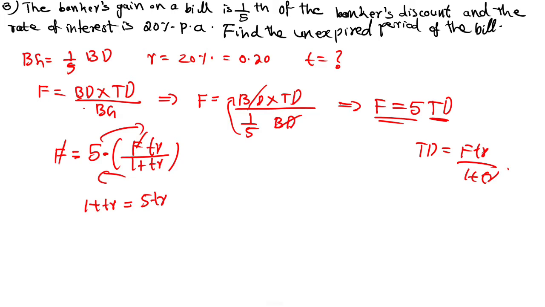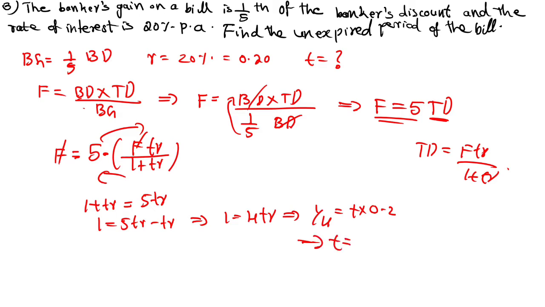Now see, or you can simplify this one. See, 1 is equal to 5 TR minus TR. This implies 1 is equal to 4 times TR. This implies 1/4 is equal to T into R value, which is 0.2. Simplify this one, you will get T value is equal to 1.25. T is always in years, right? Unexpired time T must be in years, so no need to convert it. If you are calculating T and getting the T value directly, that must be in years. So T value is equal to 1.25 years.